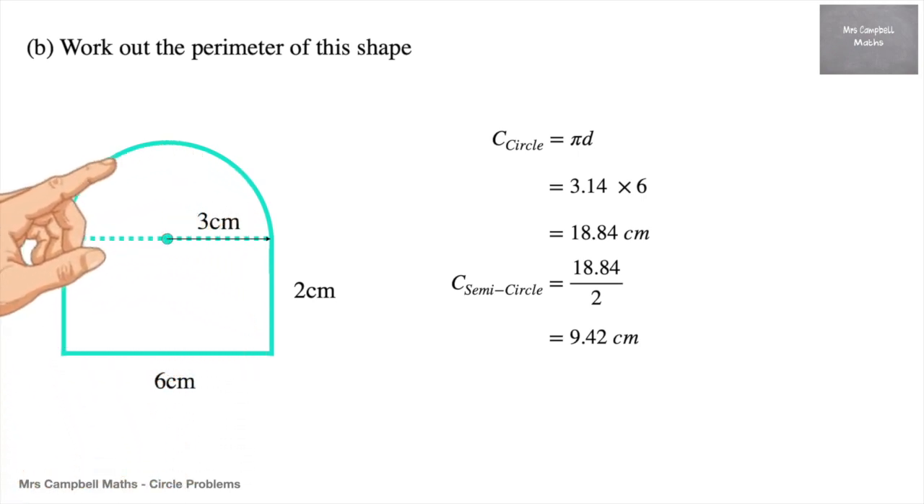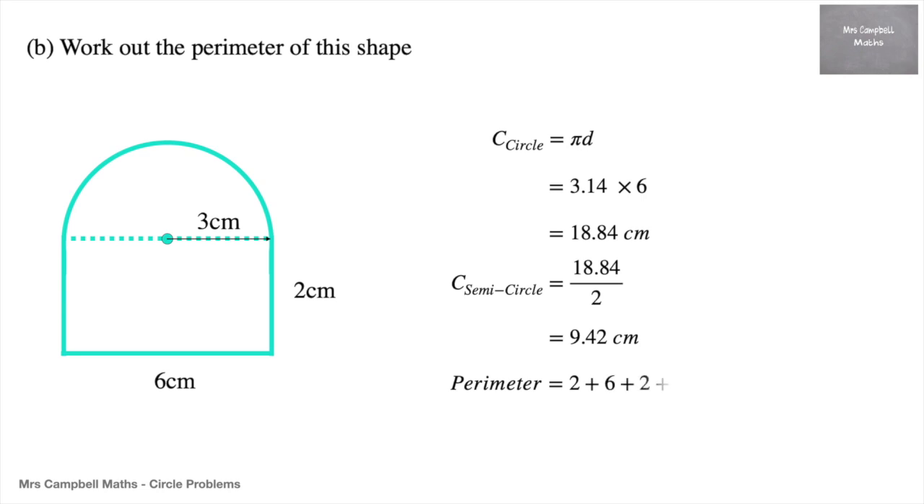Now, we said the perimeter was the distance round the outside, 2 plus 6 plus 2 plus the circumference of the semicircle. So to get the perimeter of that shape, then we would add these together. The perimeter, 2 plus 6 plus 2 plus 9.42, and that gives us the distance round the outside. If we add these, it's 19.42 centimetres. So question 3 was a problem-solving question.